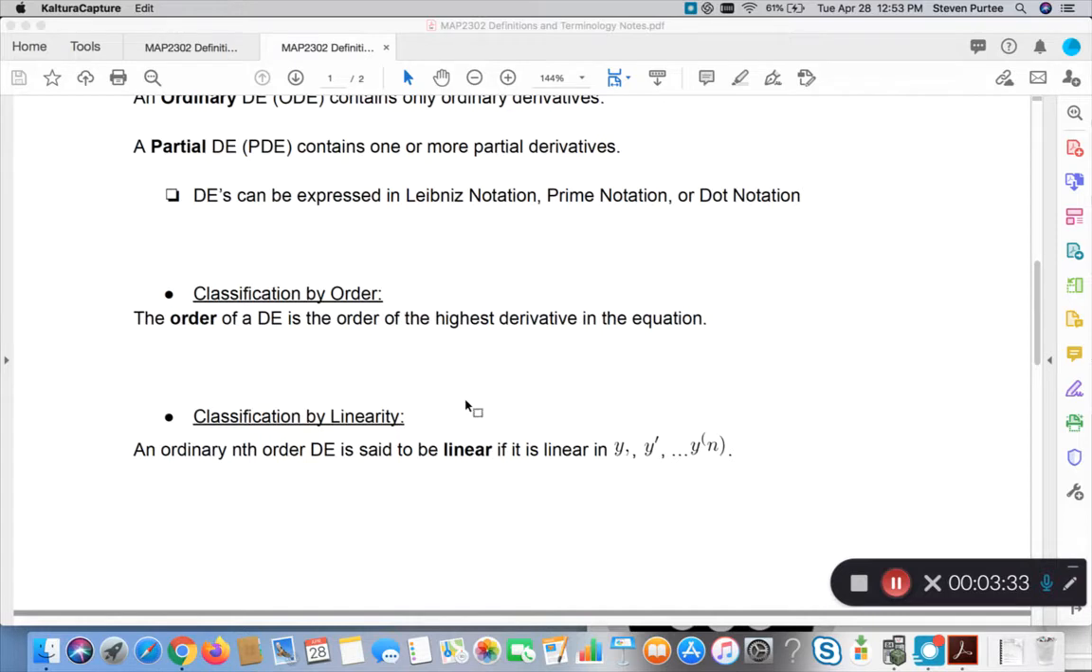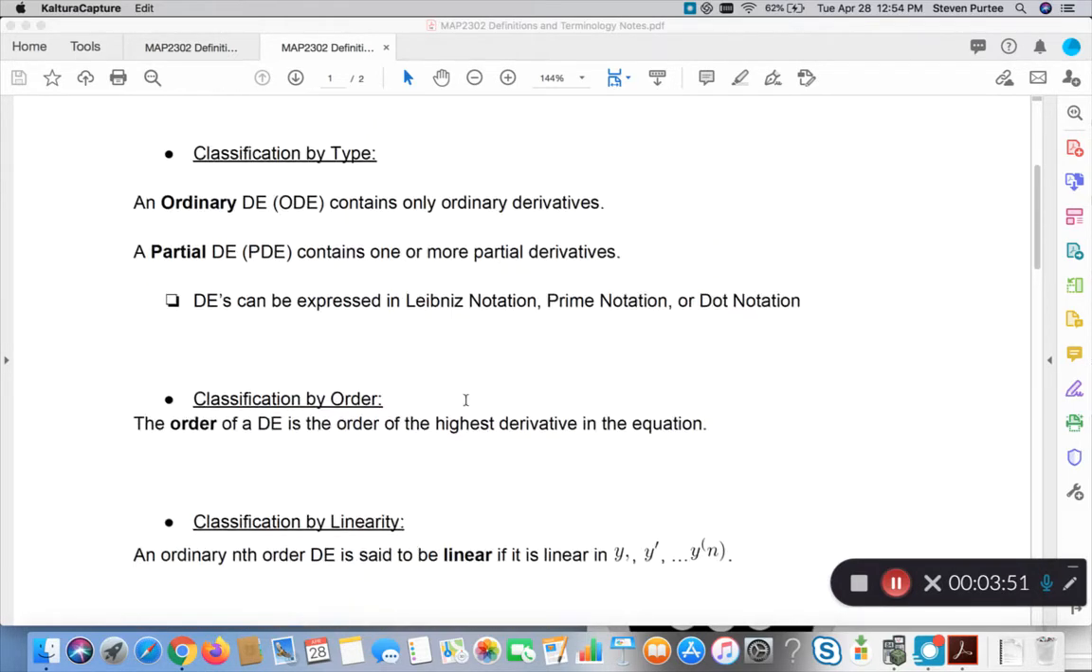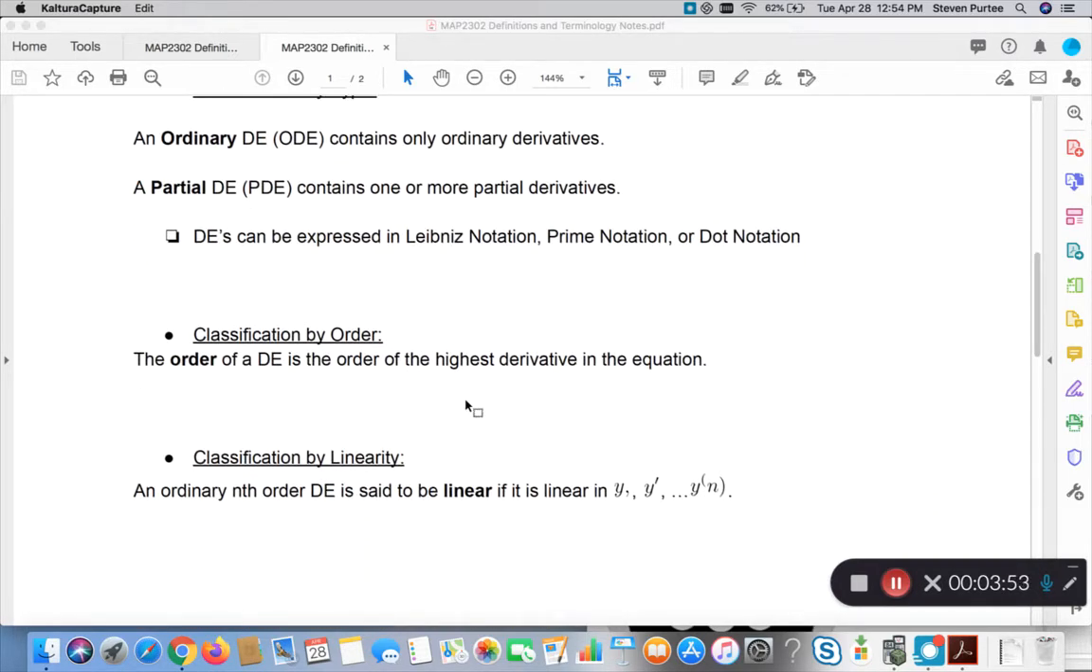We say a DE, or usually an ordinary DE, but it could be partials also, is linear if your dependent variable never has any nonlinear function that it's in. So a linear DE, all your y's, your y primes, your y double primes, all your derivatives of y are only to the first power. No sines of y, no e to the y, no nonlinear versions of your dependent variable.